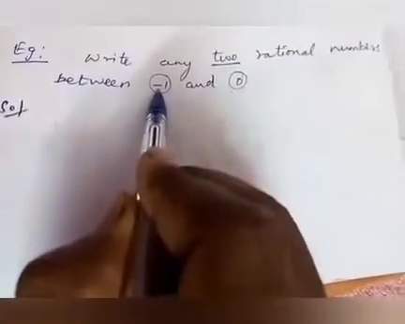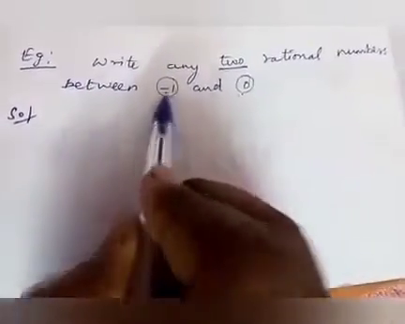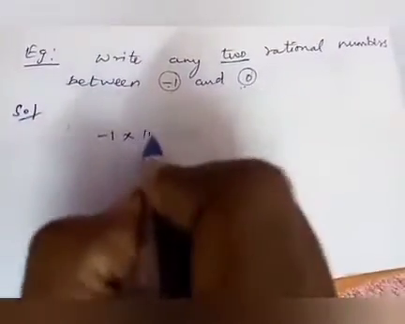Next example, write any two rational numbers between minus 1 and 0. Minus 1 is a rational number, 0 is also a rational number. Now minus 1 can be written by multiplying and dividing by 10. The denominator is also 1. So minus 1 into 10 is minus 10 divided by 10.